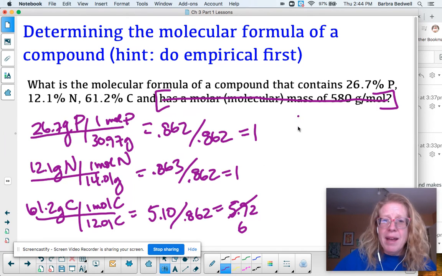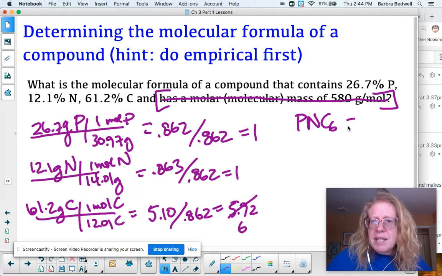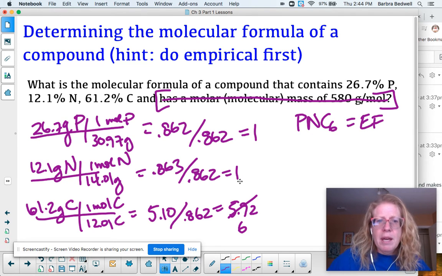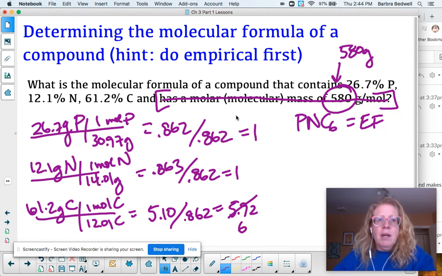So here is my formula, PNC6, some random weird thing. So now this is my empirical formula. It's PNC6, right? P, N, and then C6. So what I need to do now is figure out what the relationship is with its molecular formula. Well, I know the molecular formula is heavy. It's 580 grams, approximately, okay?